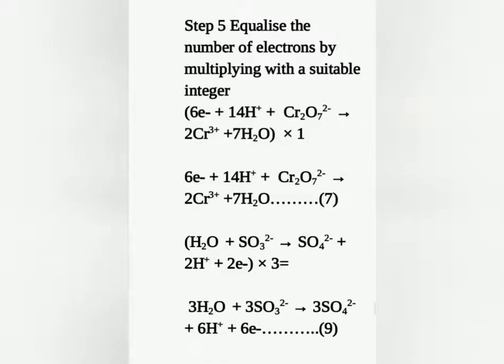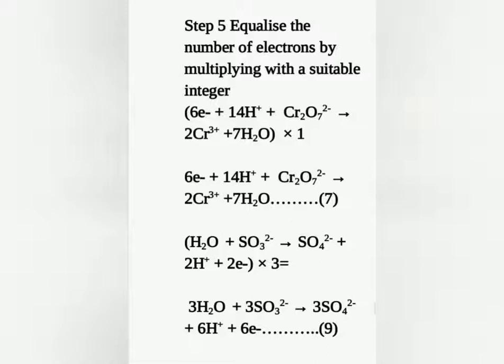And the fifth step is to equalize the number of electrons by multiplying with a suitable integer. In the first equation we have added 6 electrons, and in the second equation we have only 2 electrons. So either you can make the 6 into 2 or the 2 into 6. Which is the best method? We can convert the 2 electrons into 6 electrons by multiplying the second equation with 2. In this question we have to multiply only one equation with 2.